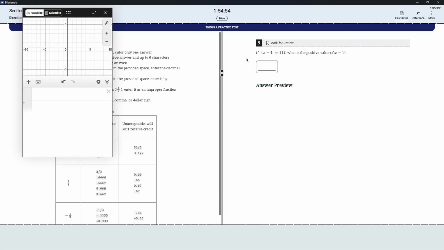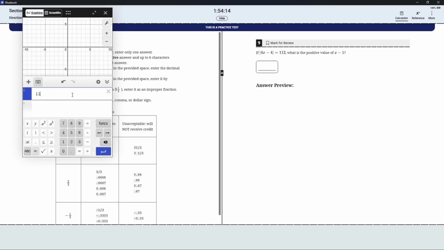Question 9. If this equation equals 112, what is the positive value of x minus 1? So what you could do is type all of this in decimals, find x, and then do x minus 1. An easier way to think about this is how can you get the 4x minus 4 equal to the x minus 1? All you have to do is take 4 out, just divide the whole side by 4. And if you divide it by 4 here, you have to divide it by 4 on the other side.